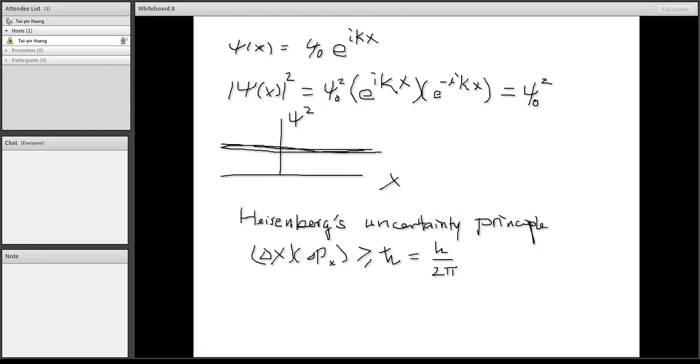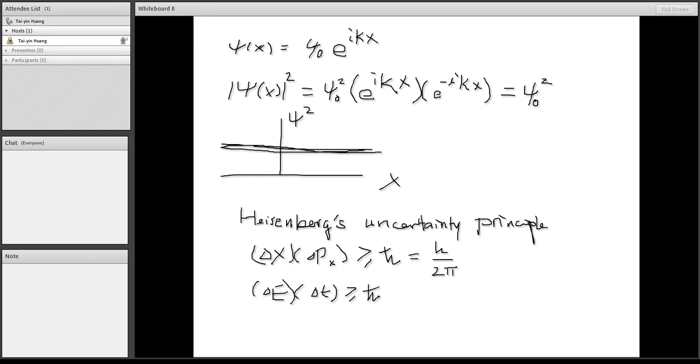There's also another equation that follows the uncertainty principle in terms of the energy and time, and that is delta E, the uncertainty in energy, times delta t, the uncertainty in time, has to be greater than h bar. Okay, so that is that.